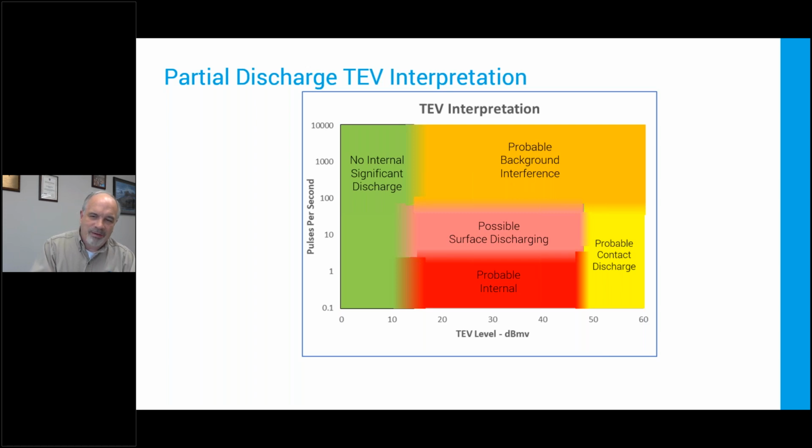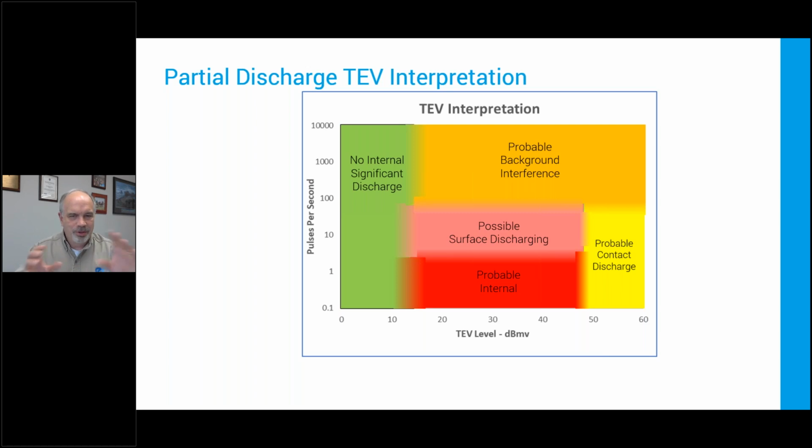And then if I have a high pulse count and a very high TEV level, it can be floating metal or contact discharge that I've described. And we want to identify that. It might not lead to failure, but we want to identify that because it's such a high level at times, it could prevent us from seeing low level discharge. So we want to identify it and correct it before we make a determination.